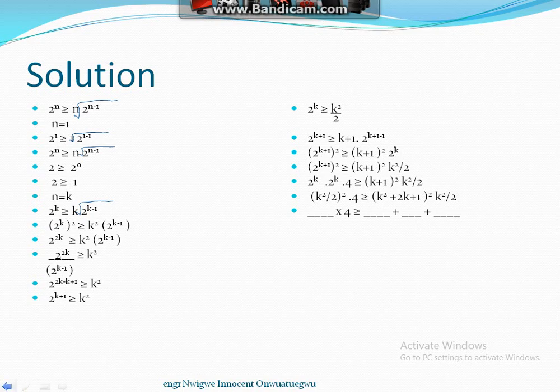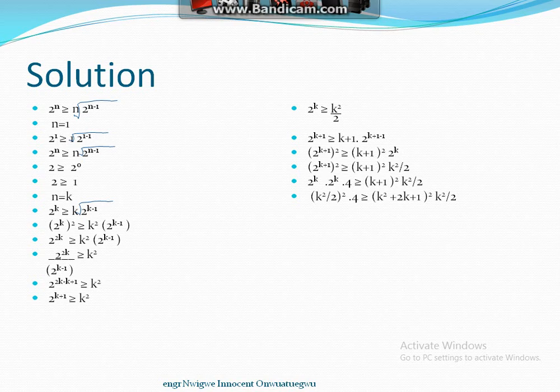Then if we expand, we have 2 raised to the power k times 2 raised to the power k times 4 less than or equal to in bracket k plus 1 squared times k squared over 2. So now I have k squared over 2 squared times 4 is less than or equal to in brackets k squared plus 2k plus 1 squared times k squared over 2.